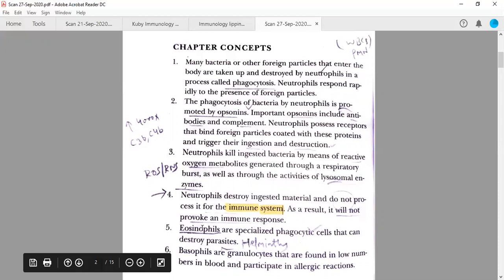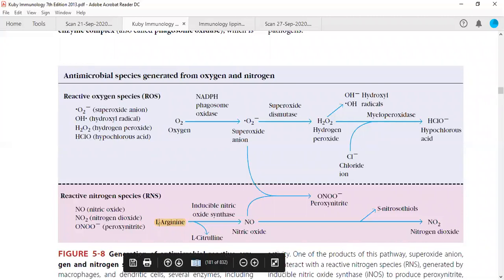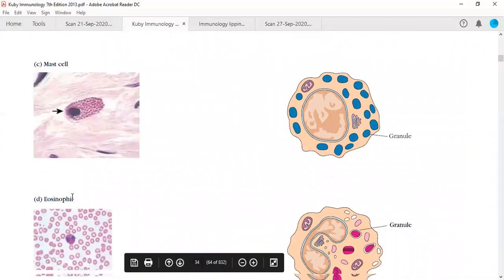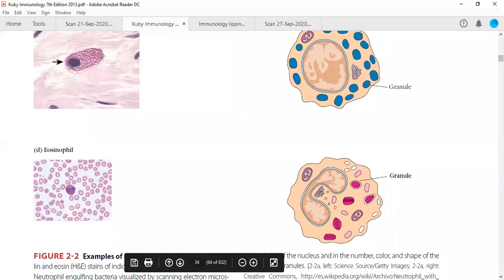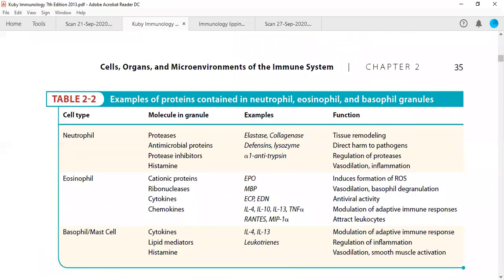There are other cells also, for example, eosinophils. These are also very important, and questions have been asked on them. Eosinophils are specialized phagocytic cells. So these also have a phagocytic role, but they destroy parasites, for example, helminths. It is given somewhere, page 34, I think. If you go into the details of eosinophils, they have the same structure, but they are specialized phagocytic cells.